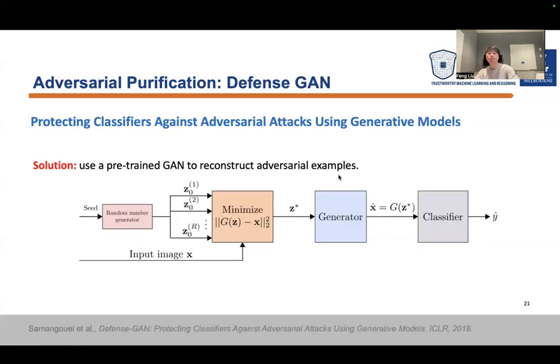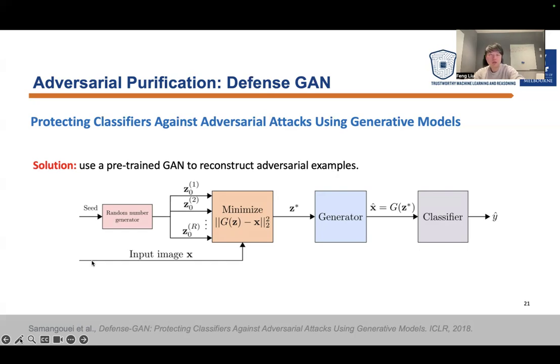Okay. And later on in 2018, researchers proposed another work based on generative models. The solution is to use a pre-trained GAN model to reconstruct adversarial examples, okay. Yeah, we can look at the main pipeline here. So here we will give some seeds to the GAN, okay. For different seeds, we will get different generations. G of Z is just one image, okay.